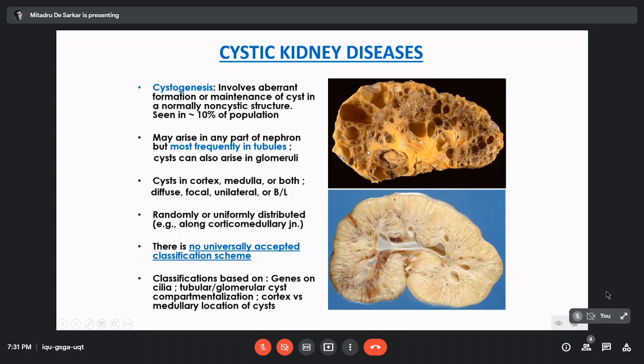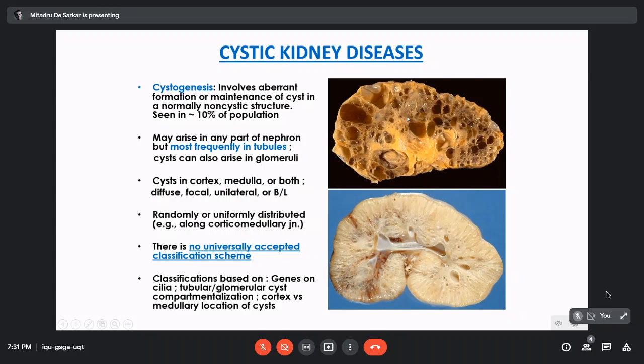They can involve one kidney or both. They can be diffuse or focal in pattern. They can be randomly distributed or sometimes distributed along a specific distribution, like for example along the course of the corticomedullary junction. There is no universally accepted classification scheme. Different textbooks try different approaches. Some talk about the genes on cilia, some talk about the tubular versus the glomerular localization, cortical versus medullary location of the cysts.